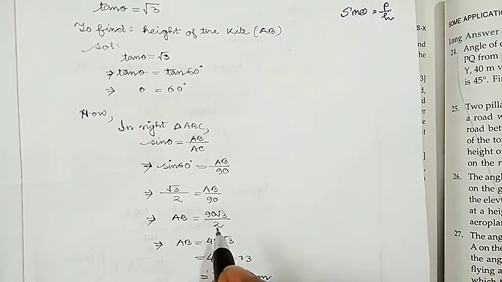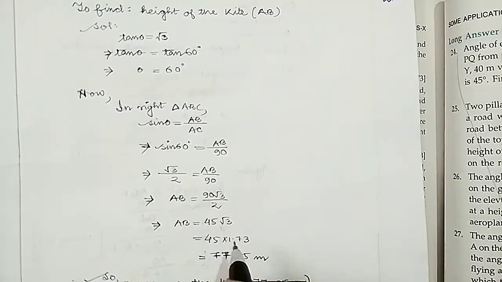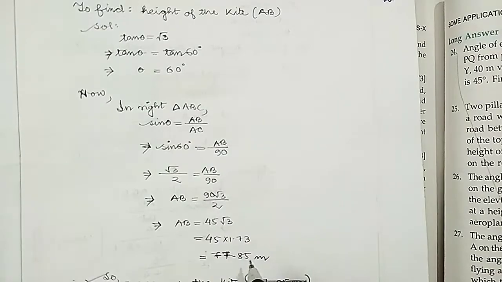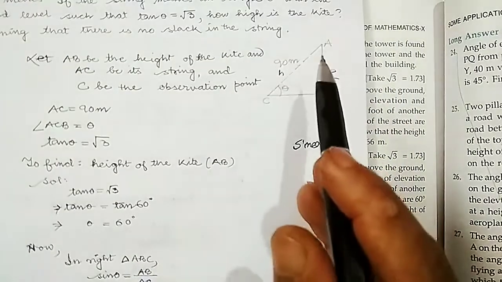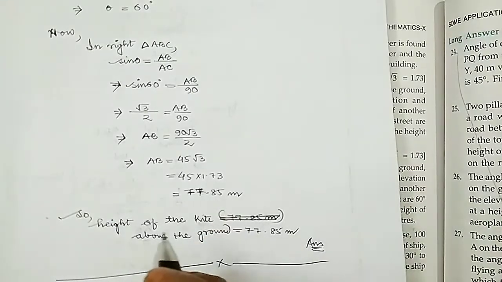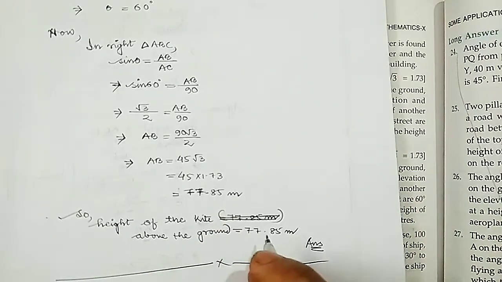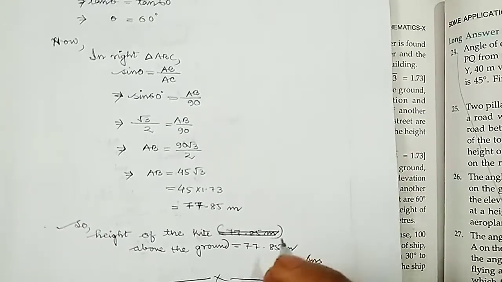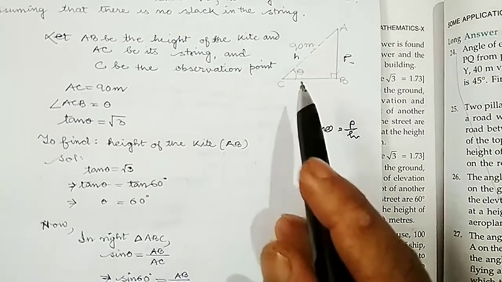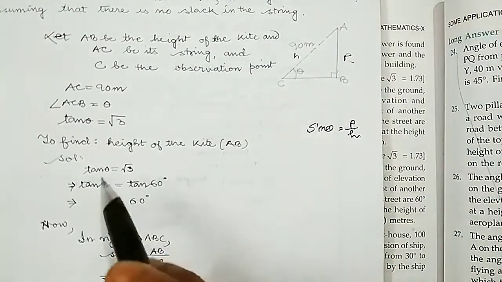Now 90 root 3 by 2, if I cancel 90 and 2, I am going to get 45. It will be 45 root 3. What is the value of root 3? 1.73. So 45 into 1.73, if I multiply, I am going to get 77.85. Therefore, height of the kite from the ground, that is AB equals 77.85. Therefore, height of the kite above the ground is 77.85. This sum is almost same as previous sum. Only difference is that here directly angle is not given. We have to calculate angle from this value.